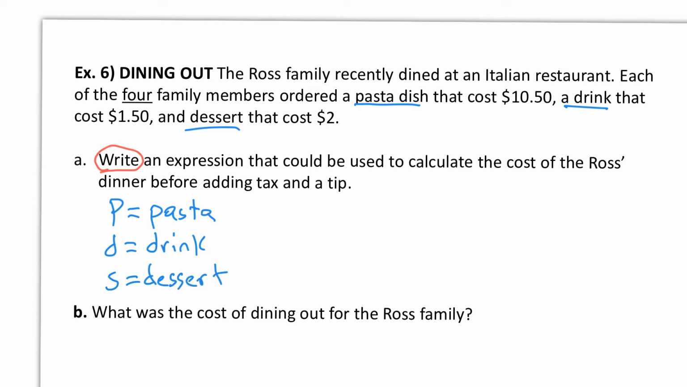So let's go ahead and understand what this means. They do give us a price for each one of those items. Pasta is 10. I'm going to circle here the price, $10.50. Drinks are $1.50 and desserts are $2. So when you guys want to find the cost, well, you have to multiply the price of the item times how many you guys are taking with you.